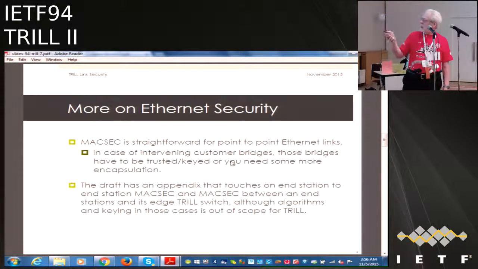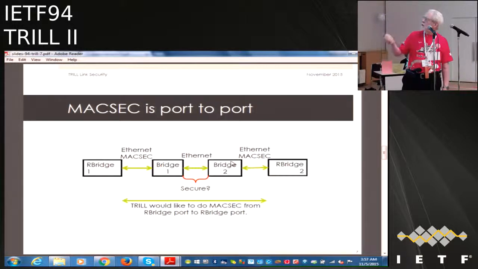So there's an appendix that talks a bit about this, and about end station to edge switch and end-to-end security. This is them sort of illustrating this MACsec. You have RBridge 1 and RBridge 2, and they want to talk MACsec to each other. And they've got 3 Ethernet links because there are actually 2 bridges in the way, because there's really a bridged LAN in between them. So this may not be a very common installation, but it's fully supported by Trill.